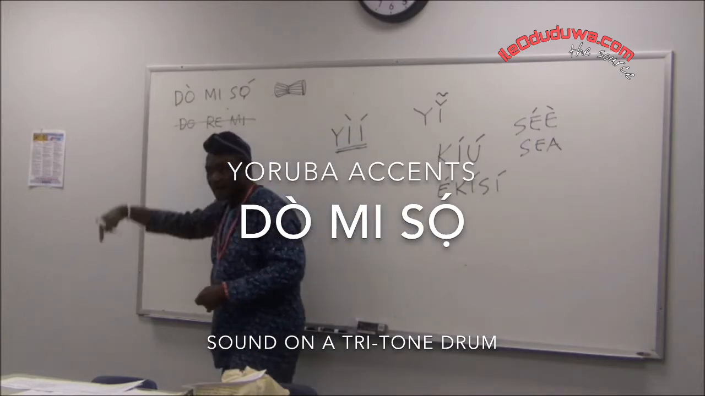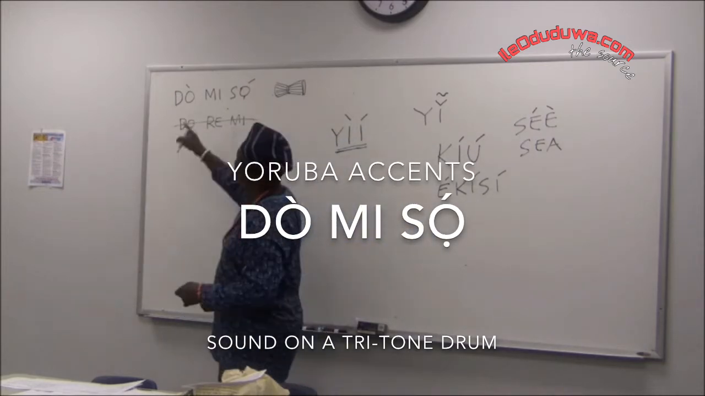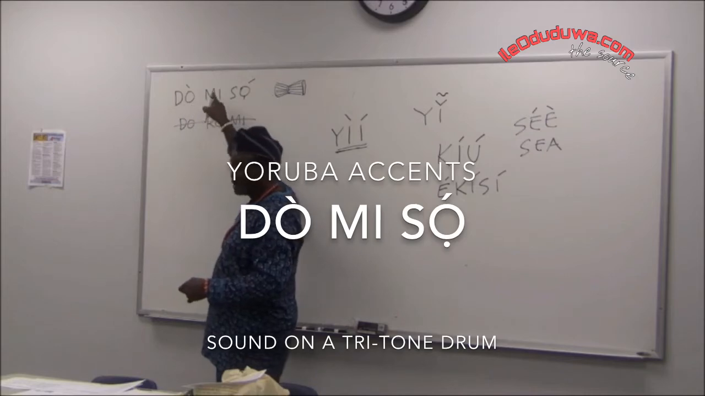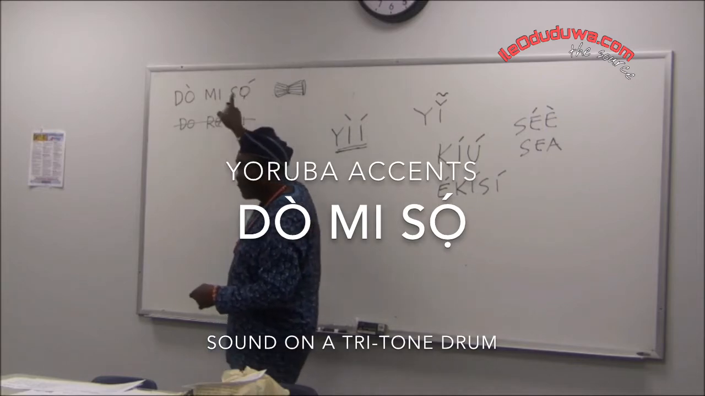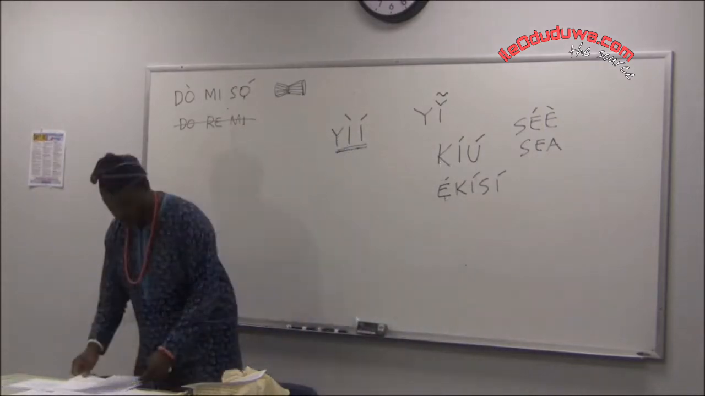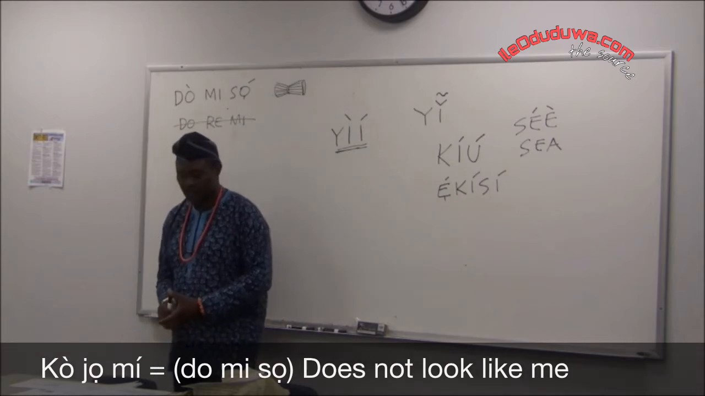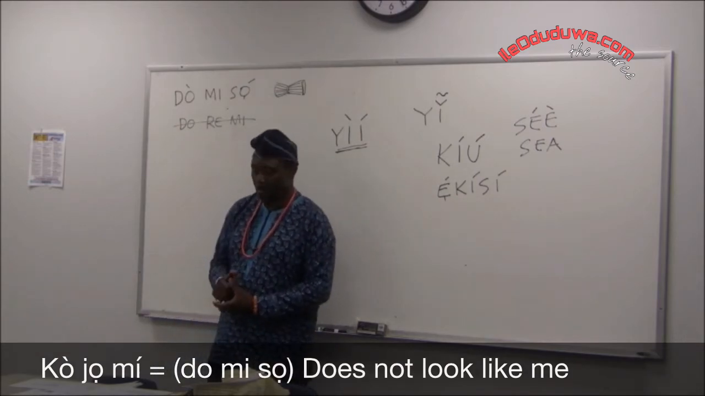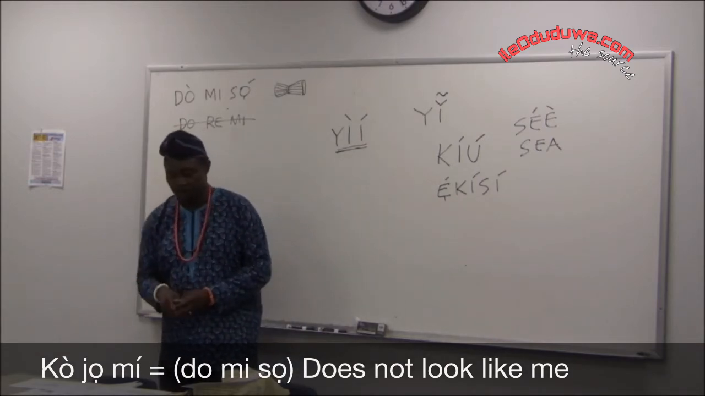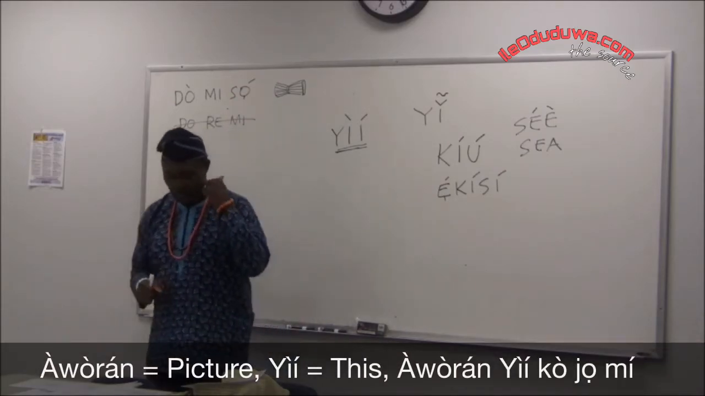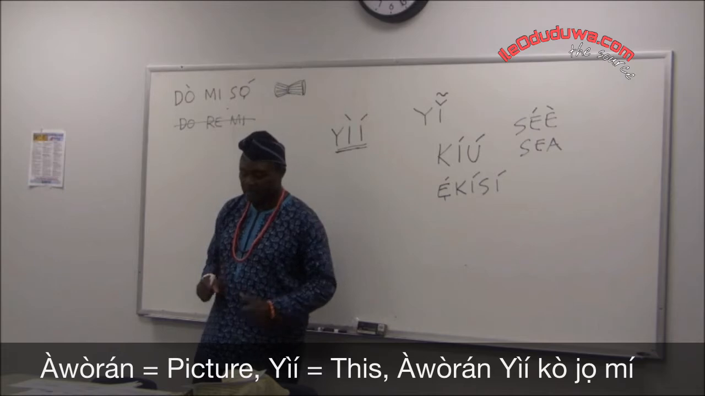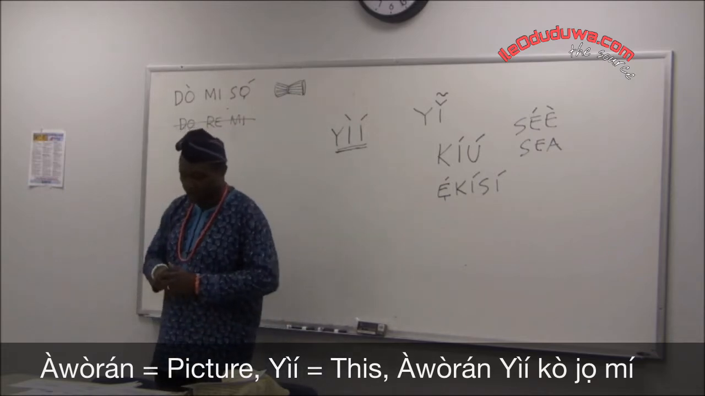Do goes down, like the B. Mi, neutral, like water, calm water. And so, that goes up. Okay. Went through Kojomi, do, mi, so, àwòrán, picture, E, just like we just discussed now. Ó ga jù, mi, so, do, is too tall.